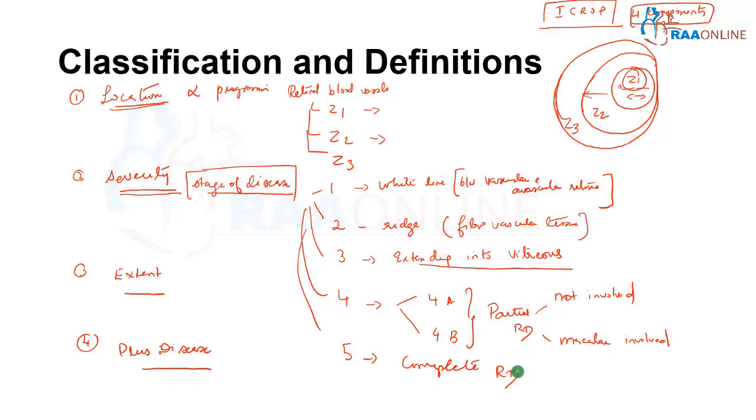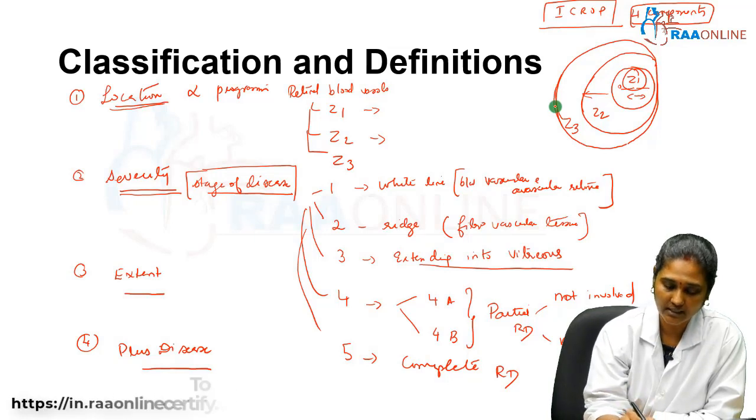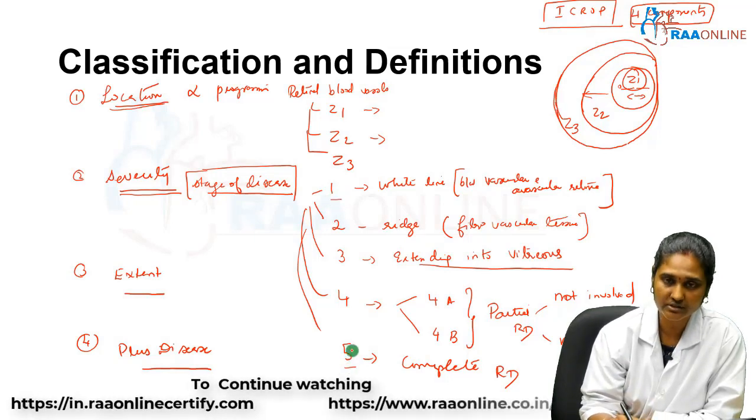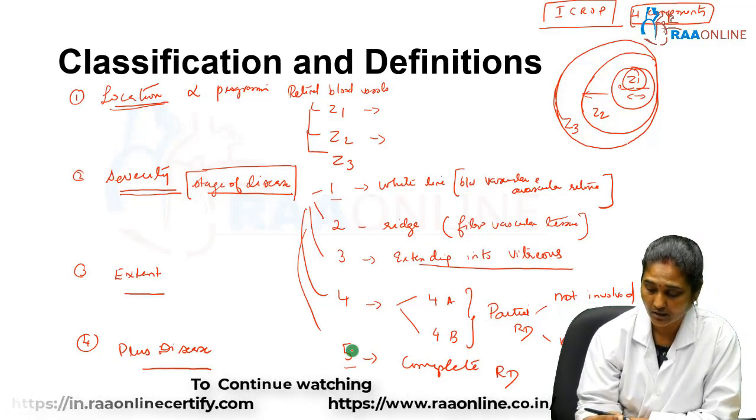So based upon the location, that is the progression of the retinal blood vessels, it is zone 1, zone 2 and zone 3. And based upon the severity, which decides the stage of the disease, it goes from stage 1 to stage 5, which is the complete retinal detachment. So this is the order. If you study in this manner, it will be easy to remember it.